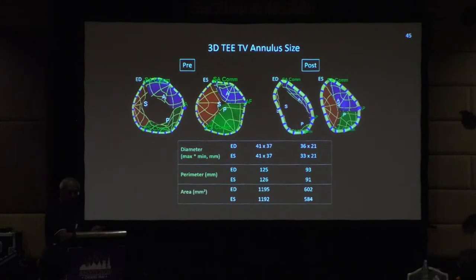You can do this on the fly, on the platform now. You can do a baseline assessment of the perimeter and area, and you can see how both the shape and the area and perimeter have changed during tricuspid annuloplasty.